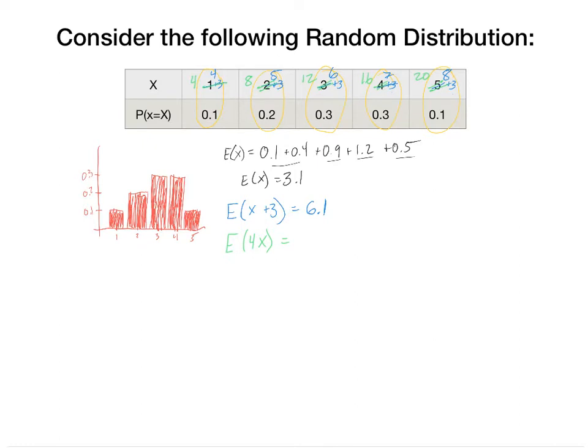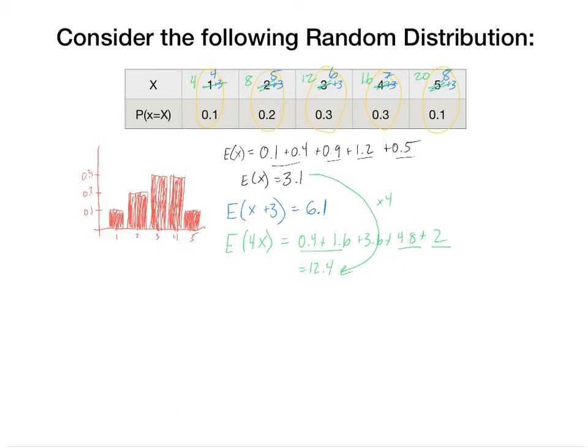Well, how about this time when we multiply everything? Is it really just going to multiply my expected value by 4? Well, let's see. 4 times 0.1 is 0.4. 8 times 0.2 is 1.6. 12 times 0.3 is 3.6. 16 times 0.3 is 4.8. And 20 times 0.1 would be 2. I add all those together. I've got 2, 4, 8.8, 12.4, which is the original one times 4.